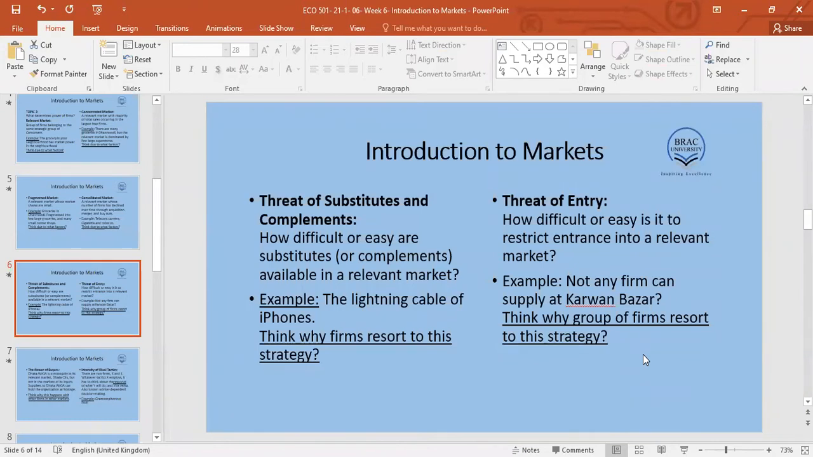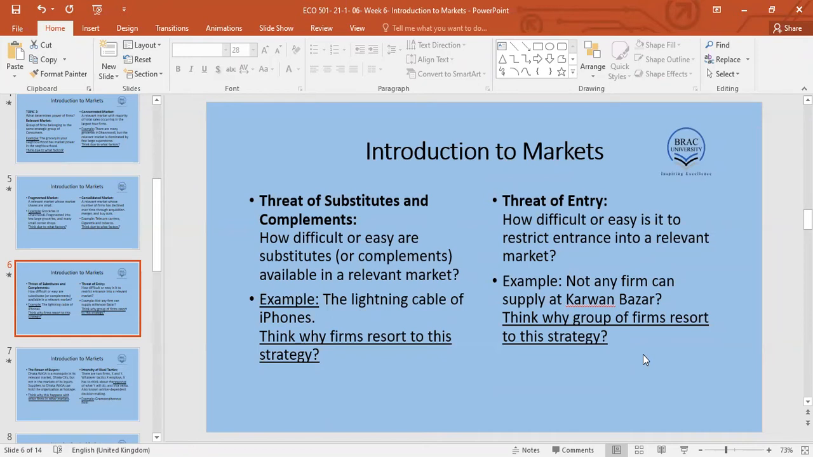Is there anybody in our class who has an iPhone? Do we have iPhone owners in our class? Yes, sir. Okay, great. Me too, sir. Anybody else? Yes, sir. Okay, good. Have you noticed that iPhone has a special lightning cable? And that lightning cable cannot be used in Android? Or vice versa, you cannot use an Android cable in Apple phones, right? What Apple has done, it has created a complement, the lightning cable. You cannot use an Apple phone without a lightning cable because you have to charge the battery. So you have to use an Apple lightning cable to use an iPhone.